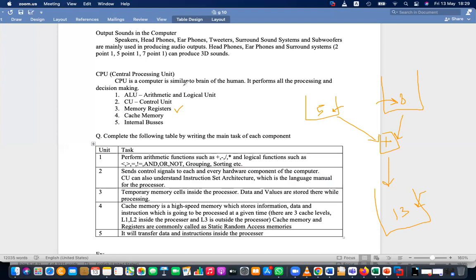What do you think? Why is it necessary to have a random access memory inside the processor? What's the reason?